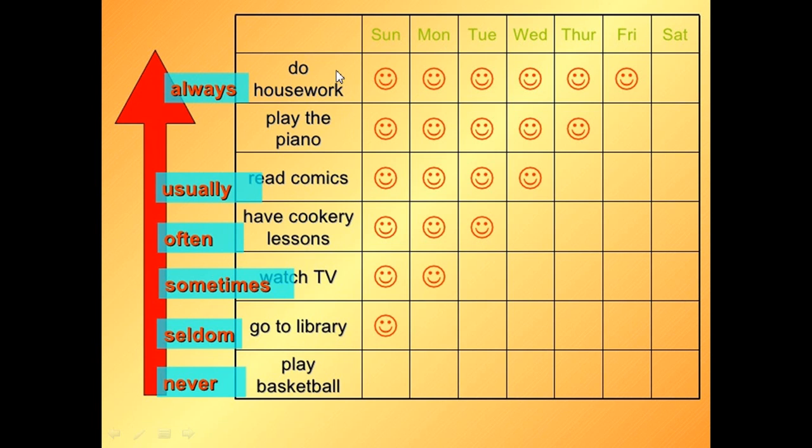She does her housework on Sunday, Monday, Tuesday, Wednesday, Thursday, and Friday. She does it 6 days a week. That means that she does it always. She always does the housework. Play the piano. How often does she play the piano? She plays the piano always, or she always plays the piano. She plays the piano on Sunday, Monday, Tuesday, Wednesday, Thursday.